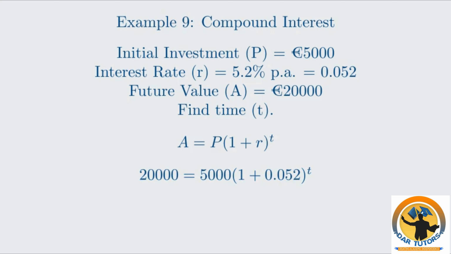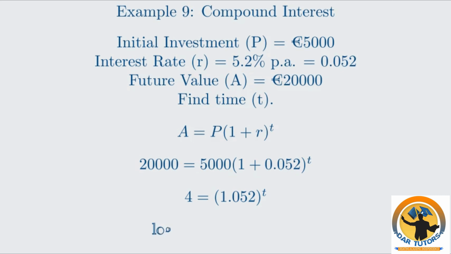Simplify the expression inside the parentheses and divide by 5,000. 1 plus 0.052 is 1.052. 20,000 divided by 5,000 is 4. So 4 equals 1.052 to the power of T. Now, take the logarithm of both sides. Let's use base 10 again. We have log 4 equals log of 1.052 to the power of T.